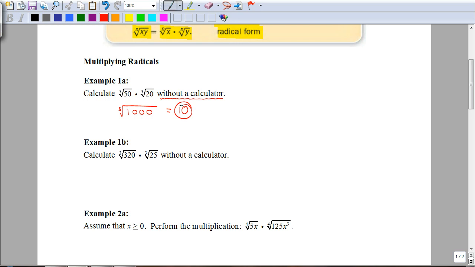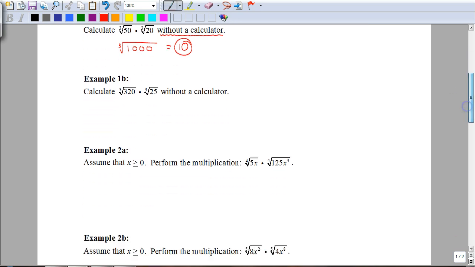Now we're going to do this one together without a calculator. This one says the cube root of 320 times the cube root of 25. Well, that's pretty big to do without a calculator, so you're going to have to do this old school method. I know a lot of you learned how to multiply using the lattice method, so let's use that. So I'm going to multiply 320 times 25.